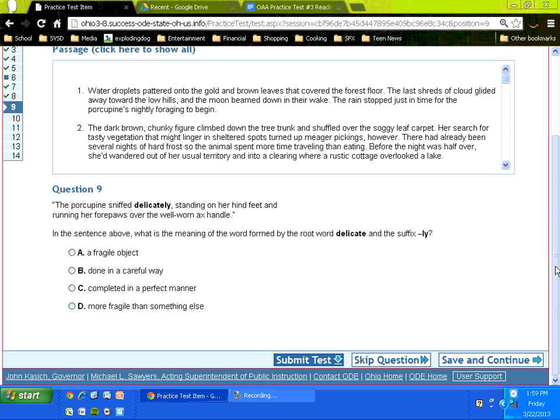And it's an adverb. Kim, what do adverbs do? They can describe adjectives, you're correct, but their primary use that we're talking about is describing what? No, that's an adjective. Come on, adverb. It's in the word itself. Yeah, that's why it's adverb, right? Kim, in the sentence, the porcupine sniffed delicately, standing on her hind feet, what verb is delicately modifying? Sniffed, right, it's telling how sniffed.